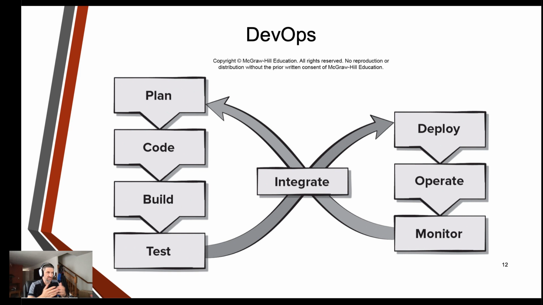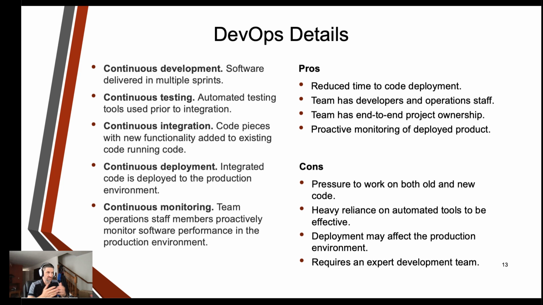There's a lot of automation in DevOps, at least the one that I witnessed when I was in industry. And some of the principles behind DevOps are we want continuous development. Here we're delivering software through multiple sprints, iterating, improving it, but always continuous. Continuous is the big word for DevOps.